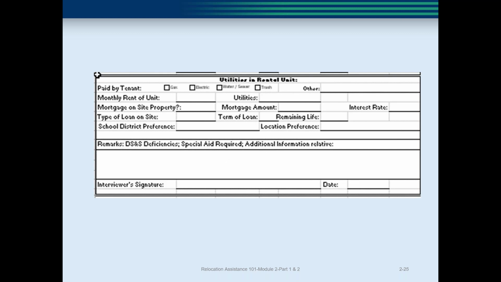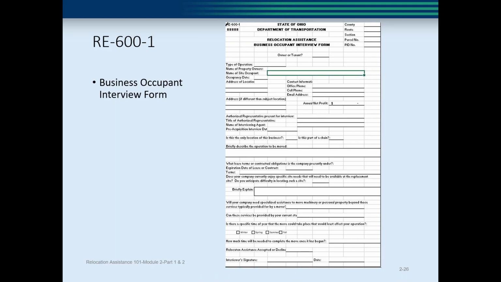There's the dwelling information, utility information, mortgage information. These are things that you need to ask when you are conducting your interview. So the business interview guide, RE600-1, collects much of the same information but is geared towards businesses. We will review these forms in much more detail in the later modules.